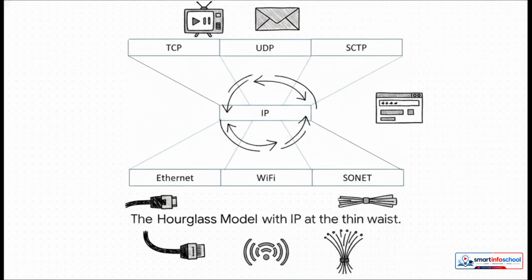It's a brilliant setup, perfectly captured by what's known as the hourglass model. Picture an hourglass. You've got this super wide top that represents a massive diversity of applications like video streaming or email. Then you have a wide bottom, representing all the different physical hardware out there, whether that's Wi-Fi, Ethernet, or fiber optics. But the magic is really in that narrow center. The Internet Protocol, or IP, acts as this universal spanning layer right at the thin waist. Basically, everything above it absolutely must rely on IP, and everything below has to support IP. It creates this one unified standard that holds the entire system together.